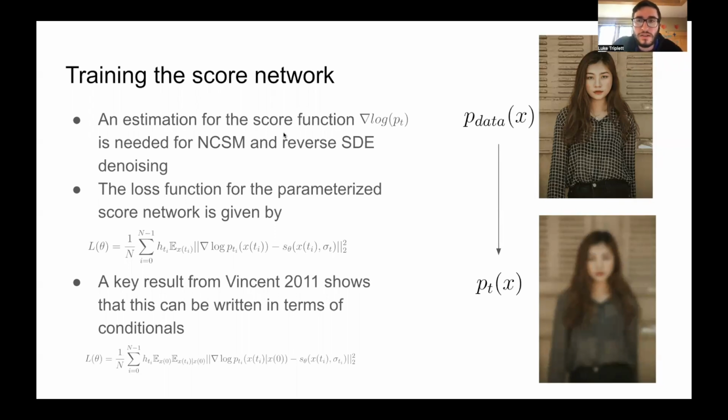So in a previous section, we learned a couple of different approaches that can be used to take some noisy data and convert it into samples from our original probability distribution. And in a couple of these cases, particularly the noise conditional score matching and reverse SDE denoising approaches, we need access to this score function, which is given by the gradient of the log of the probability distribution, in order to do this reverse process. And since we don't know the original probability distribution, we aren't able to retrieve the score function exactly. So we need to use a neural network to approximate it.